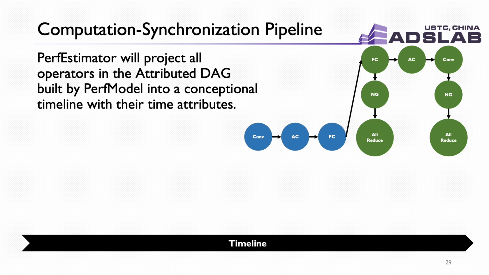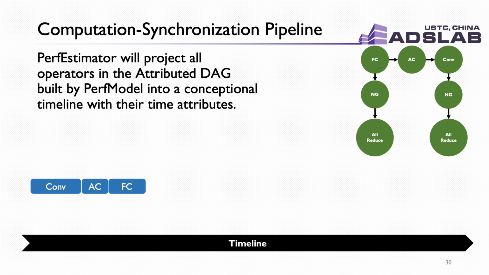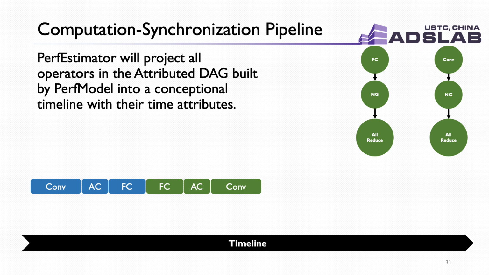Finally, we'd like to introduce the computation synchronization pipeline built in PerfEstimator. It will project all operators in the attributed DAG built by PerfModel into a conceptual timeline with their time attributes. Here is the projection of forward computation operators, and the length of boxes is the time cost of operators. Now is the backward part.